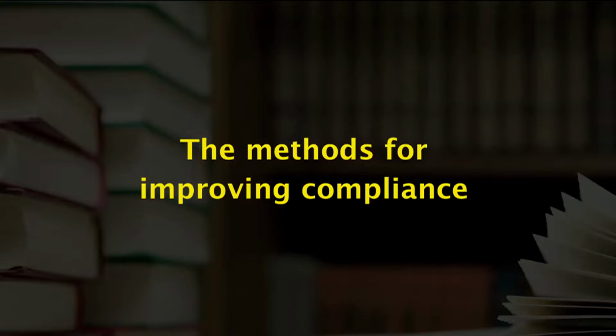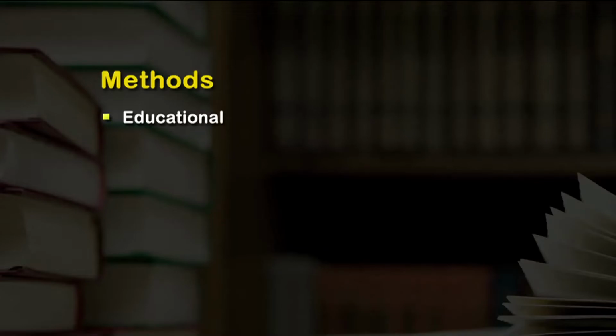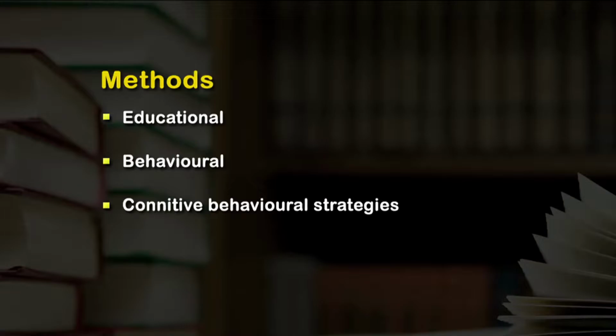Now, it's time for us to discuss the methods for improving compliance. I would say we can categorize them into 3. One is educational, the second one is behavioral, changing their behavior, and the third one is cognitive behavioral strategies. With cognitive behavioral strategies, we target the belief system of the patient and then we try to bring changes in their behavior too. So, let's discuss one after the other.